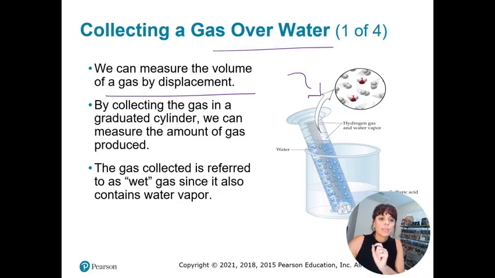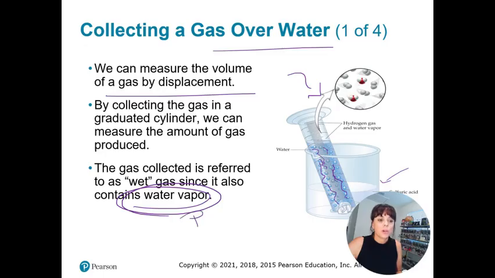So for the amount of gas produced, see that we have a reaction here, sulfuric acid over here, and then the bubbles are going up, so that is hydrogen. And we call it a wet gas, since it also contains water vapor. This water vapor is actually the vapor pressure of water.